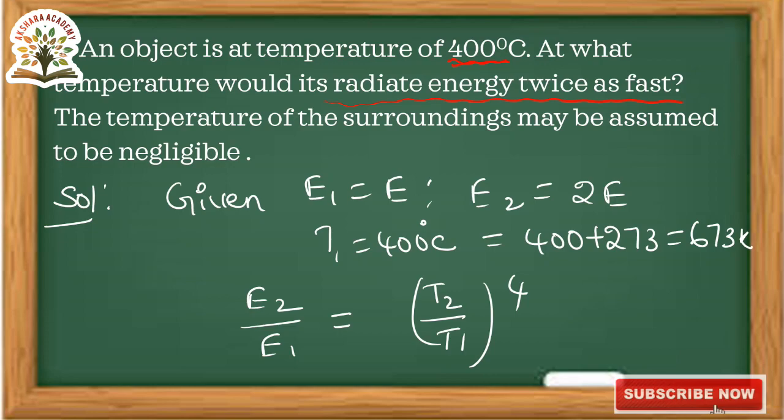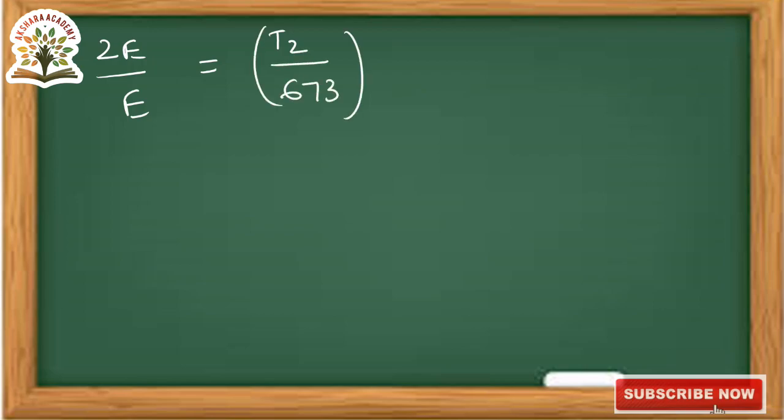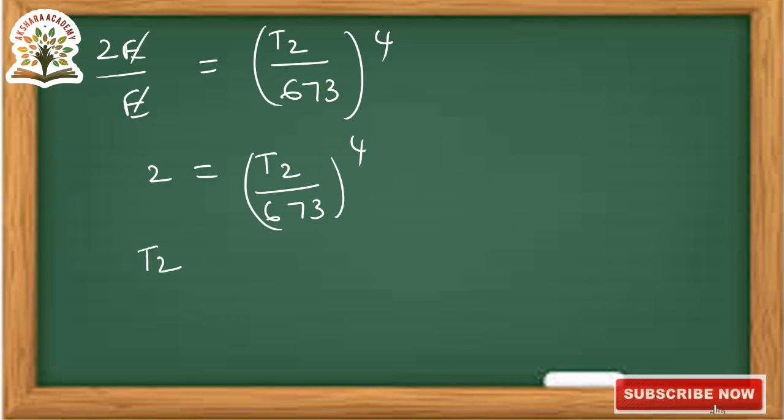Now we are substituting the values E1, E2, T1, T2. We get 2E by E is equal to (T2 by 673 kelvin) whole to the power of 4. E gets cancelled. 2 is equal to (T2 by 673) whole to the power of 4. So we are finding the value of T2. So T2 by 673 is equal to 2 to the power of 1 by 4.